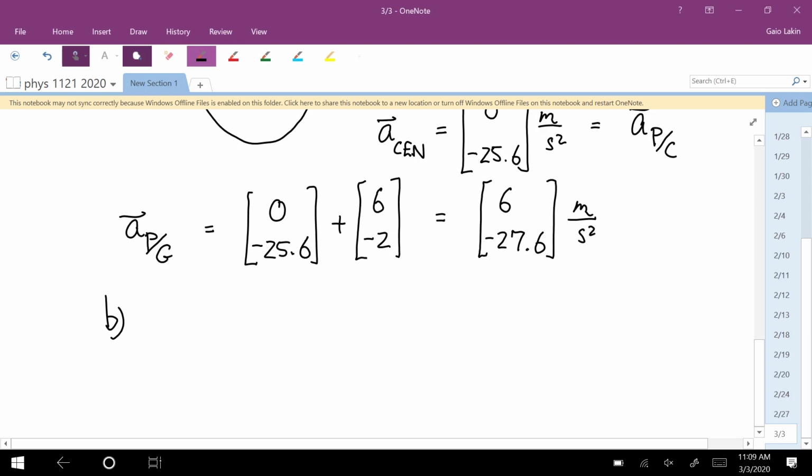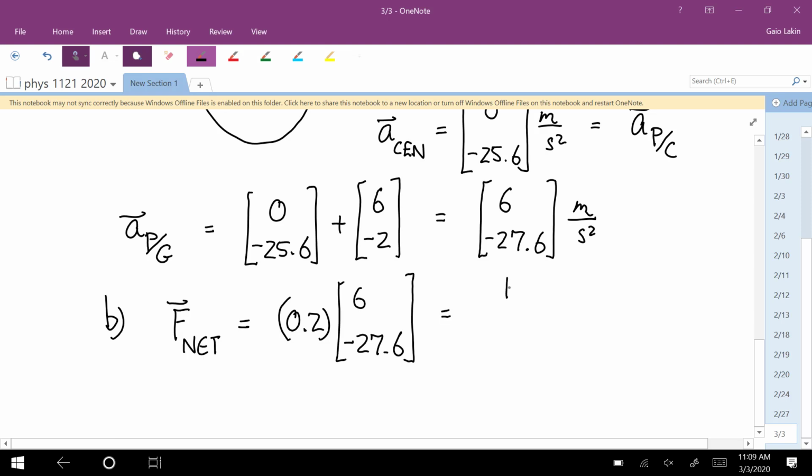Then B, the net force acting on it, is the mass of the object times its acceleration, 6, negative 27.6. And so that is 1.2, and then negative 5.52, and that's in newtons.